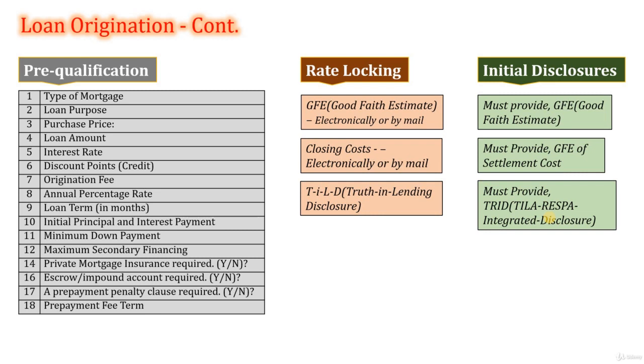So the TRID Rule has replaced the 4 disclosure forms previously used under TILA and RESPA with 2 new integrated forms, a Loan Estimate, that is LE, and the Closing Disclosure, CD. So here are some of the details of these new forms. First one is the LE, the Loan Estimate, issued by the lender, which contains the loan amount, loan term, interest rate, and the monthly payment, and states whether any of these can change and whether a prepayment penalty or a balloon payment is applicable to the loan.